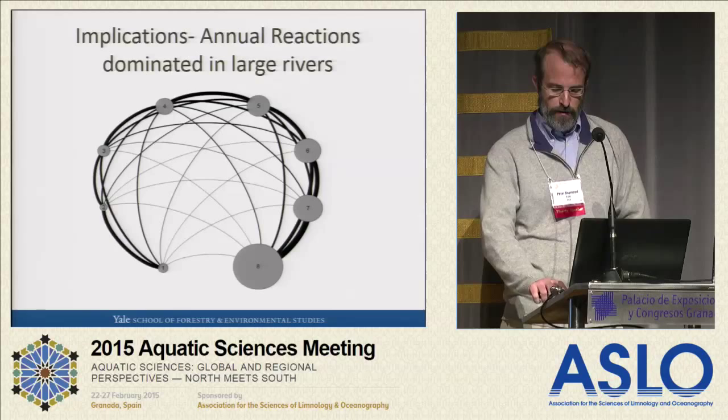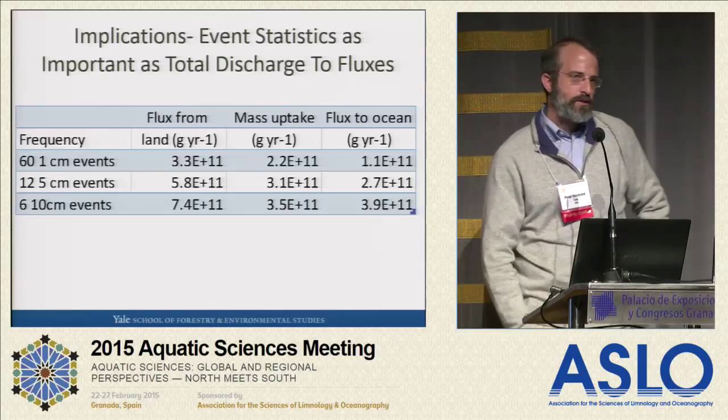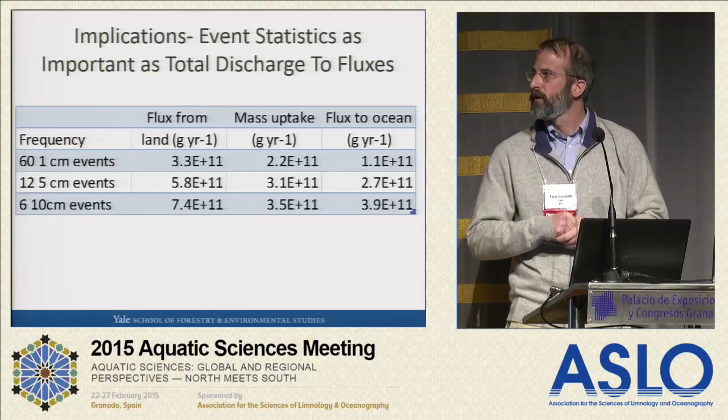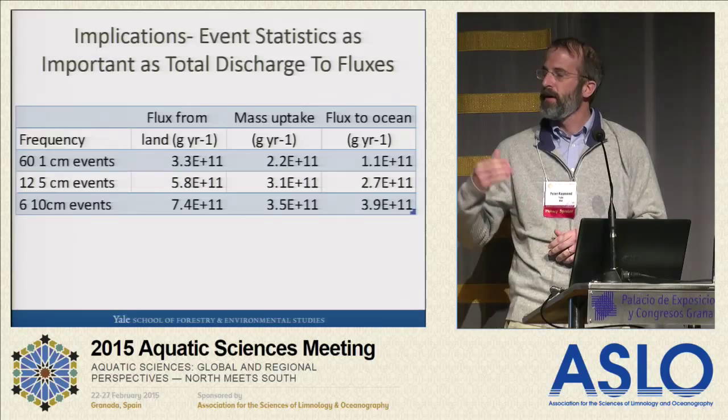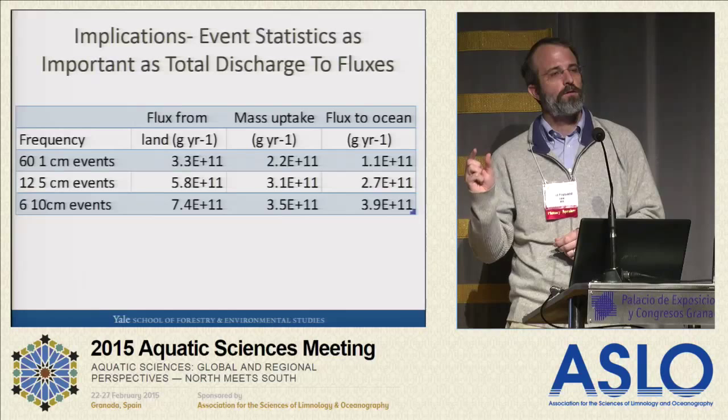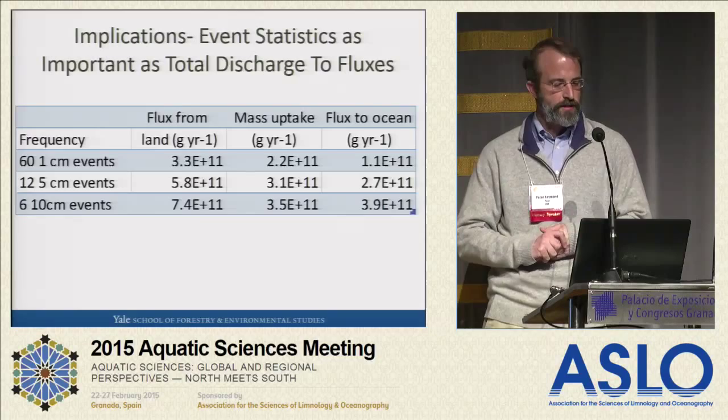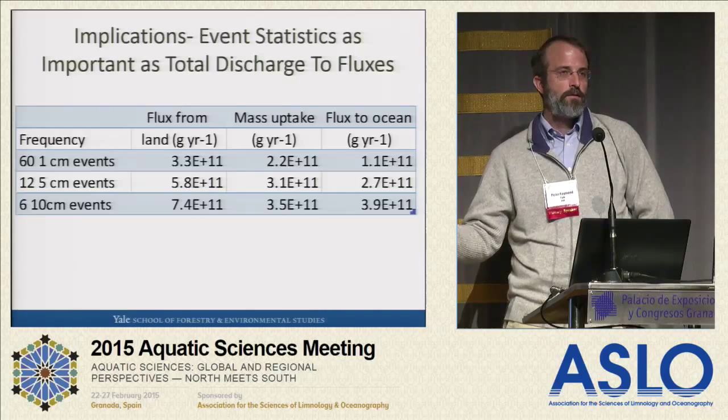And then you can do a couple other things to just sort of maybe generate hypotheses. One thing you can do is you can hold the decomposition constant, and then you can vary the size of the events that occur in a given year, but keeping the total discharge constant. So this is three examples where the total discharge out of the watershed is 60 centimeters per year, but it comes from a range of 60 very small events to 10 very large events.